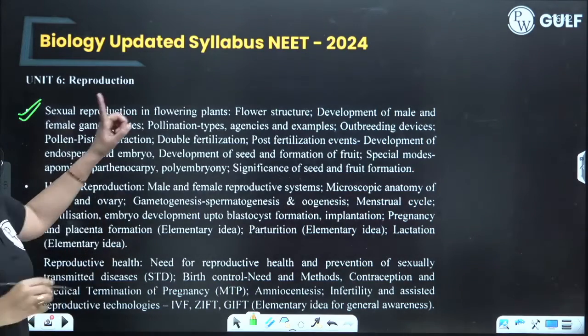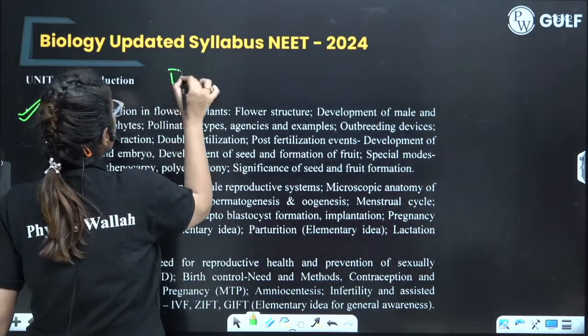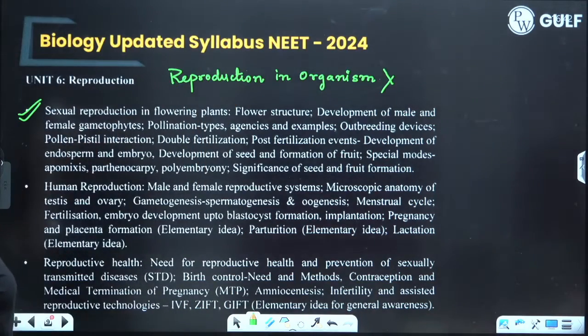Next is sexual reproduction. The first chapter, that is reproduction in organism, is deleted. So you don't have to study the chapter reproduction in organism. Now, next one, sexual reproduction in flowering plants.